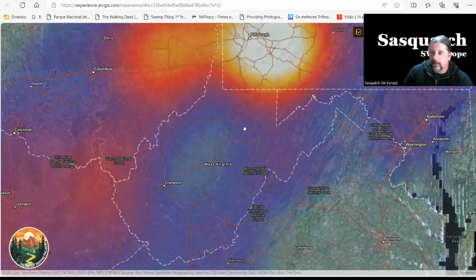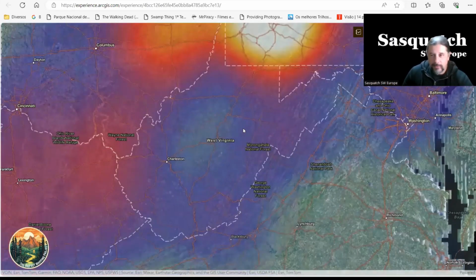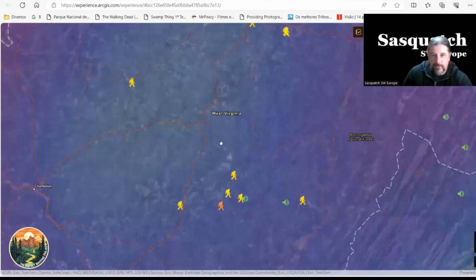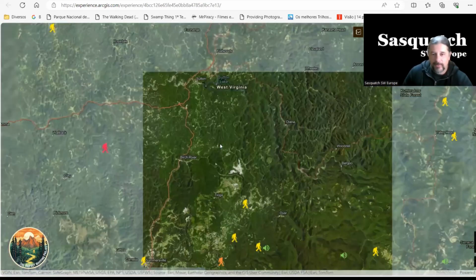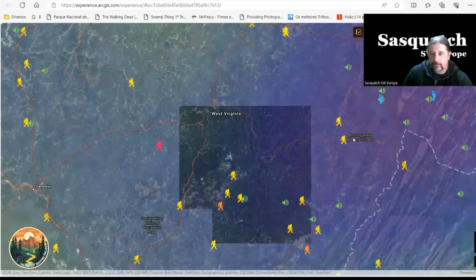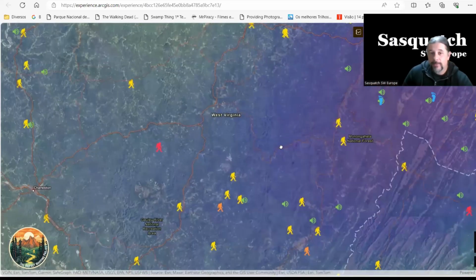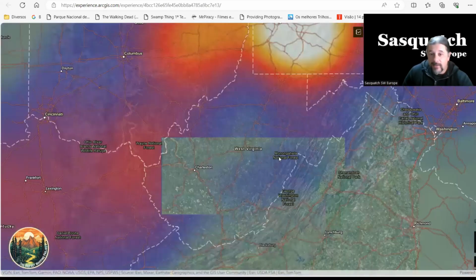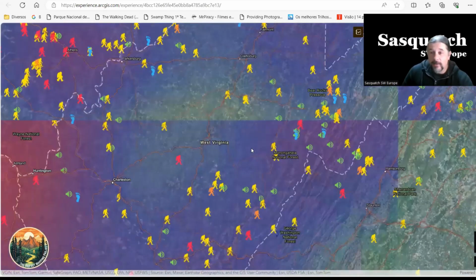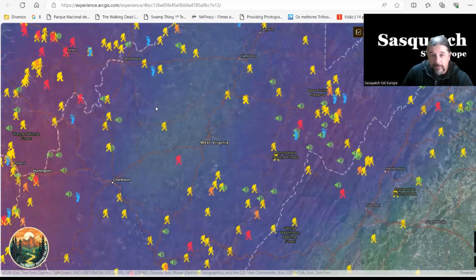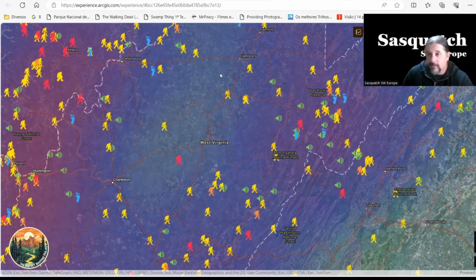It's in blue, but guys, don't be fooled. If I zoom in on West Virginia, there are a lot of sightings here also, in the Monongahela National Forest. I think this place has a lot of Bigfoot, but it shows a huge area in the middle that doesn't seem to have sightings. But because there are no people, if you don't have any people, you don't have any sightings.